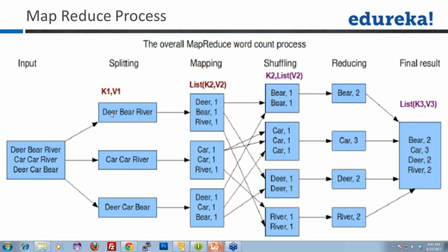So what I did is, at every occurrence of deer, I made it 1. Okay. So I created a value associated with that. Similarly, on every occurrence of bear, I wrote 1 against it. I wrote 1 against the river. In this example, it will be car 1, and river 1.